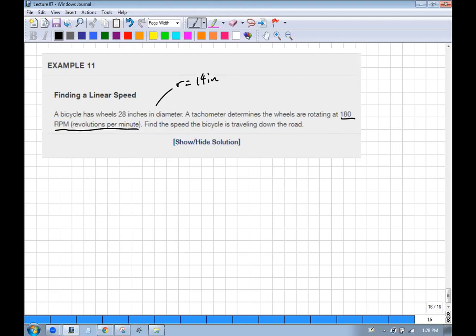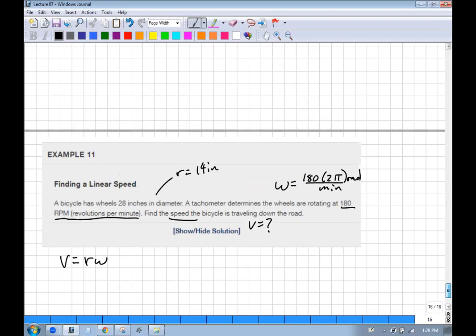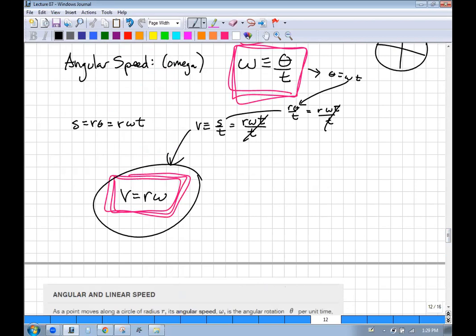Well, 180 revolutions per minute, that means omega is 180 revolutions per minute, right? I could say radians per minute, okay? That's what omega is. So they've given us r and omega. They want us to find v. Well, we know that v is r omega. See, this is the case where if we know r and we know omega, right, we're going to use this. So we could just plug it right on in.